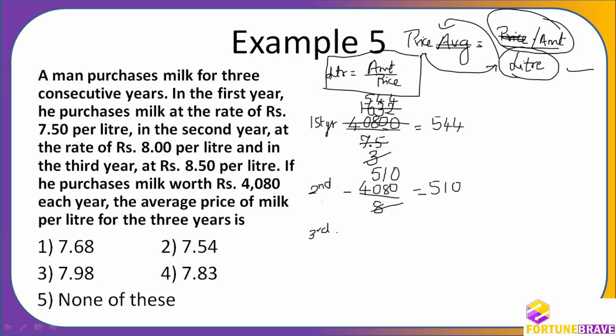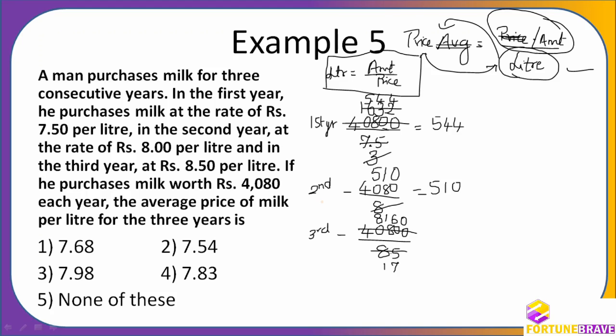The third year, 4080 again divided by 8.5. So 0.5 is there, so I will take a 0 here, 85. Which number should we start with? Shall I do it with 5? We will start with 5 so that we will understand what will come here. 5 ones are 5, 5 sevens are 35, 5 eights are 40, 5 sixes are 30 and 0. So 17, this should be divisible.